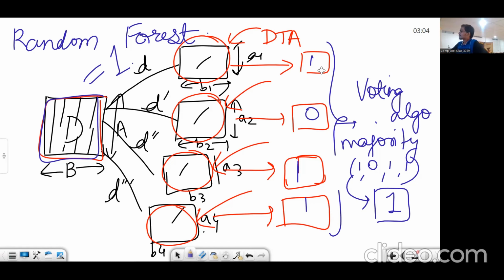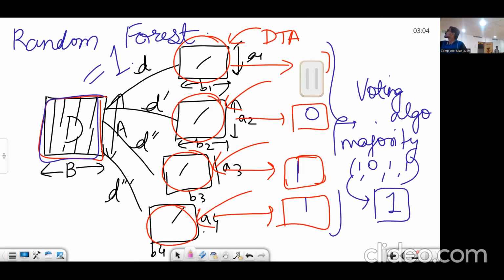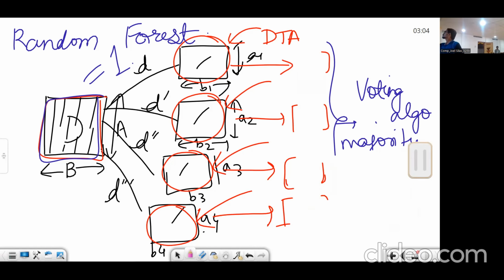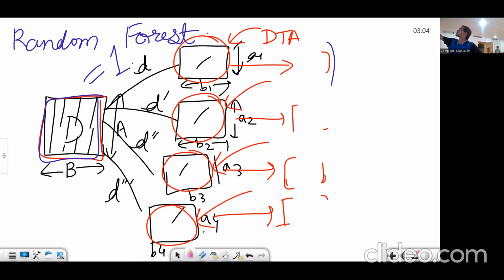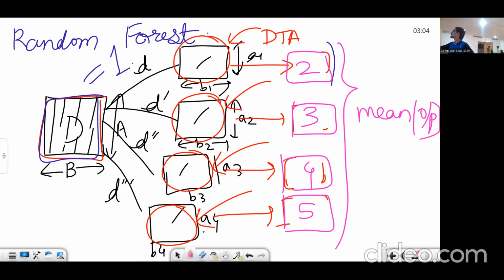Now, in case this was regression, suppose we are getting the values like 2, 3, 4, and 5 as output from each of the decision tree regressors. Then when it is regression, we have to take the mean of all outputs. So we will take 2 plus 3 plus 4 plus 5 divided by 4. So the mean will come out to be 3.5.